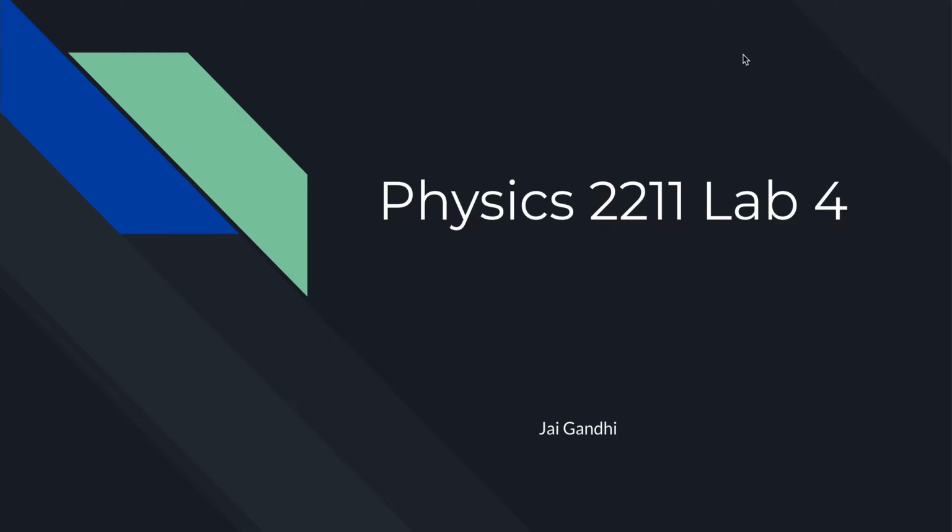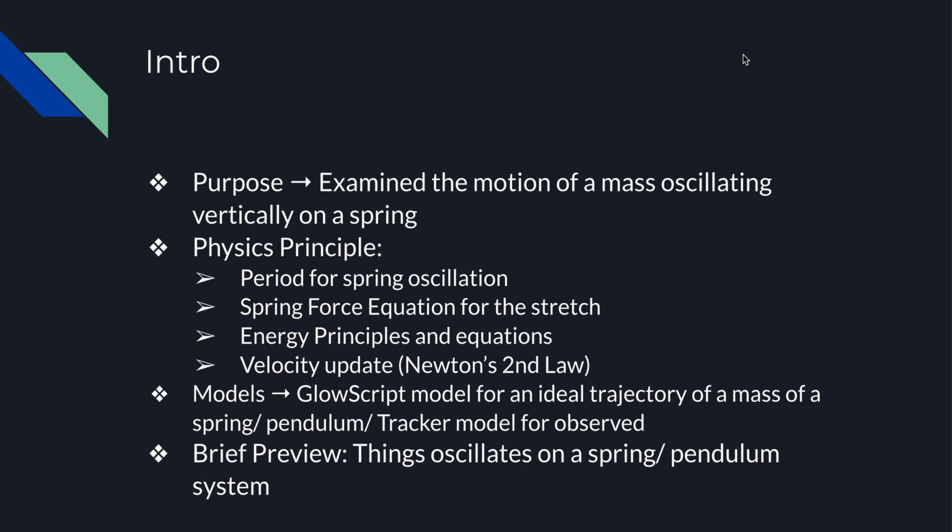Today we're going to do Physics 1 Lab 4. The purpose of this lab was to observe the motion of a mass oscillating on a vertically placed spring. Physics principles used: the period of spring oscillation, the spring force equation for the stretch, and then the energy principles to get the delta energies, and then the velocity updates and the position updates. I used the GlowScript model and the Tracker model for the observed values.